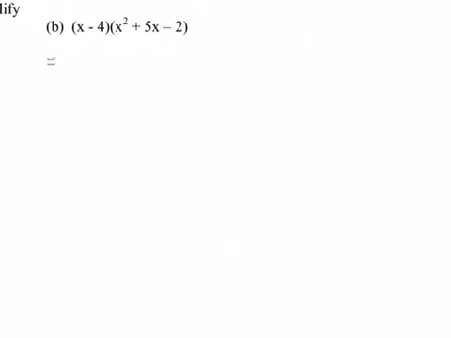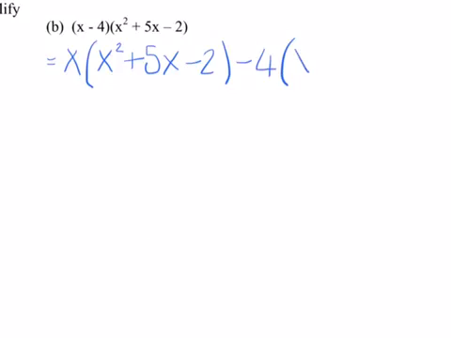Okay, so the first term in the first bracket is x, so it's that x multiplied by the second bracket, which is x squared plus 5x minus 2. And then it's the second thing from the first bracket, which is negative 4. And then we multiply that by the second bracket also, which is x squared plus 5x minus 2.